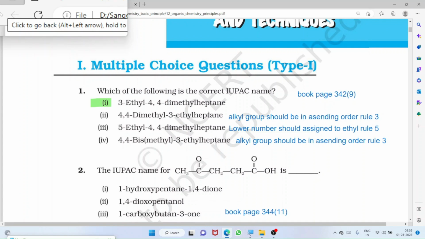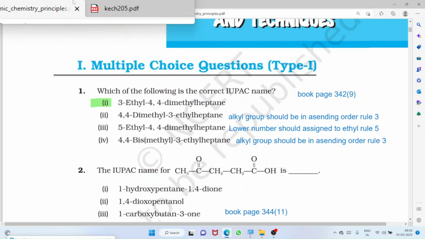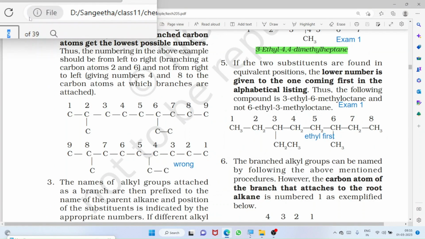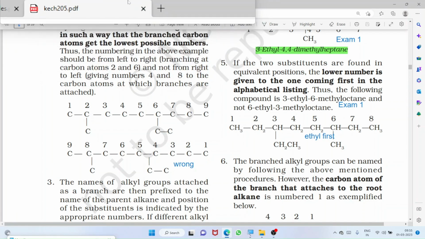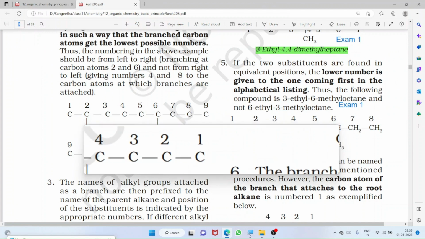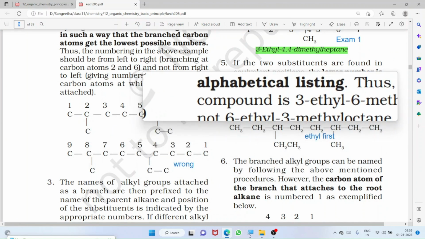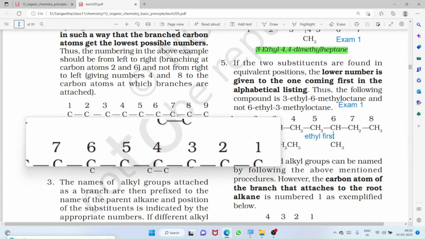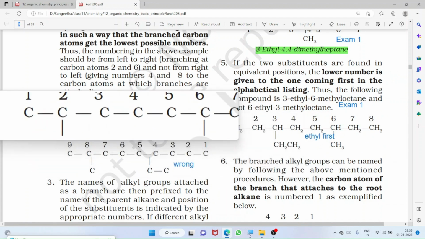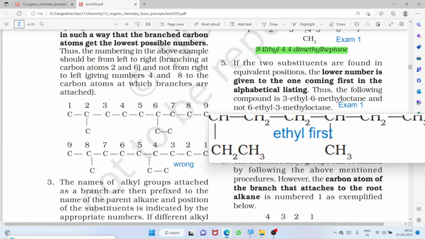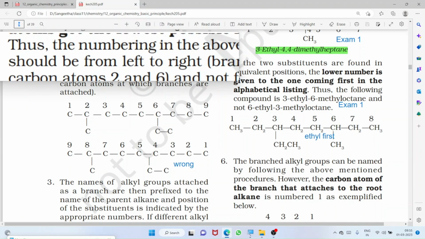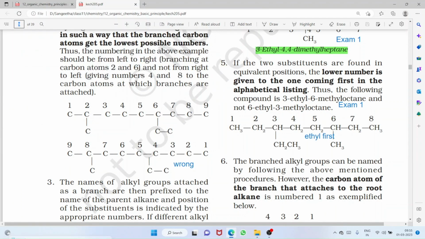Now we will see the multiple choice questions. Which of the following is the correct IUPAC name? You have to see the IUPAC rules here. This rule says the lower number is given to the one coming first in the alphabetical list if more than one functional group. Here you see ethyl and methyl are present, so ethyl will be given the lower number.